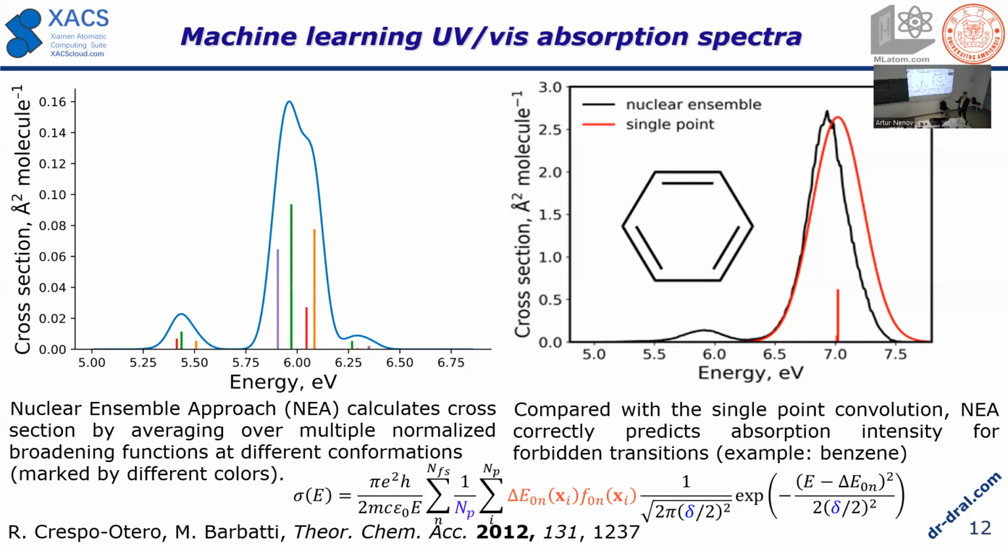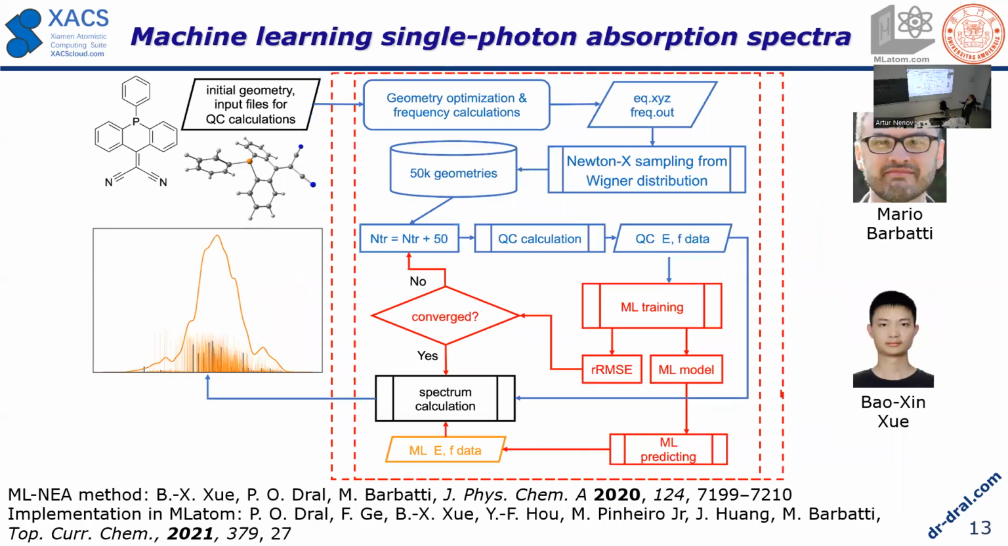So we can do machine learning by predicting these oscillator strengths and excitation energies by training on a smaller number of quantum mechanical points, and then it allows you to predict for millions or hundreds of thousands of new geometries, and this gives you better precision of the spectrum. All this procedure is done completely automatically in MLatom. So we start with a Wigner distribution, but take only 50 structures, and then we iteratively add more and more quantum chemical calculations in batches of 50 structures until we get a converged spectrum.